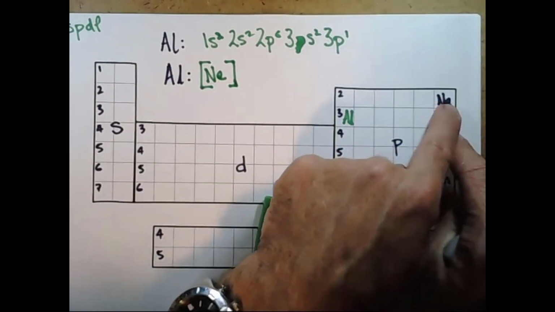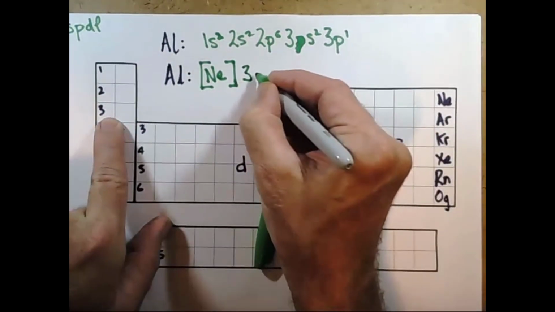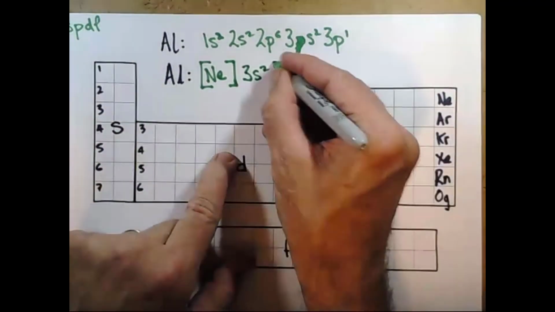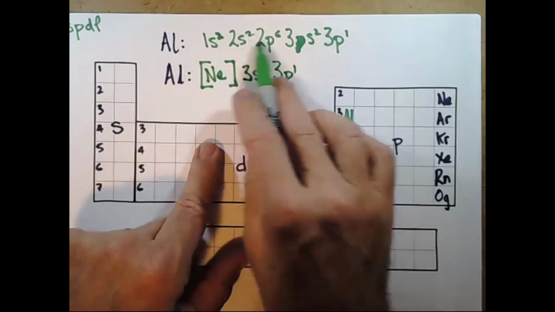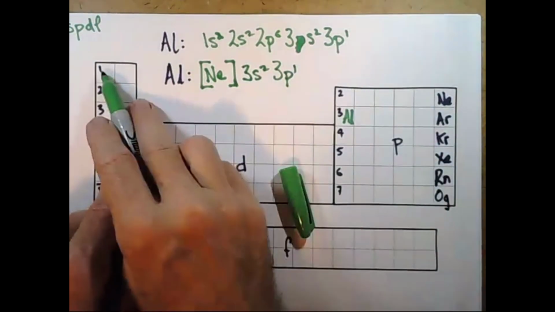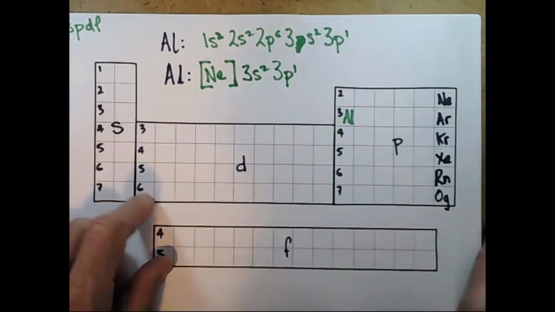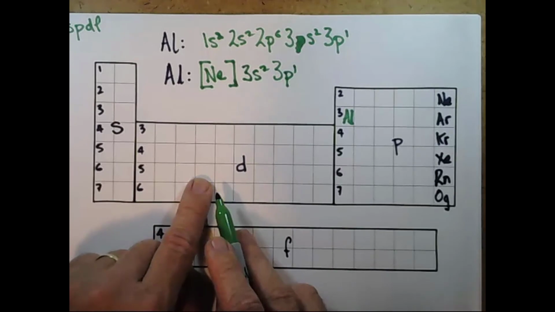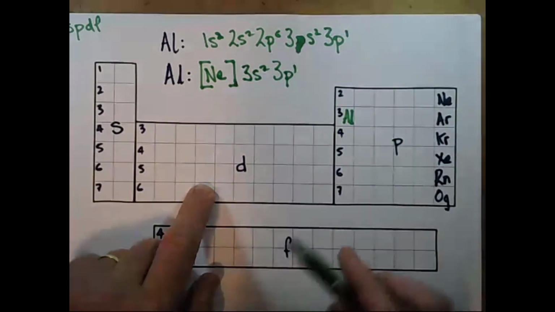So we're starting from neon. So if we start from neon, we come to 3s2 and 3p1. Okay, so there's the full electron configuration of aluminium, where we started from hydrogen and went all the way down the table. And you can imagine if we were trying to do something down the bottom of the table here, like, I don't know, tungsten or something, that might be quite a long electron configuration.